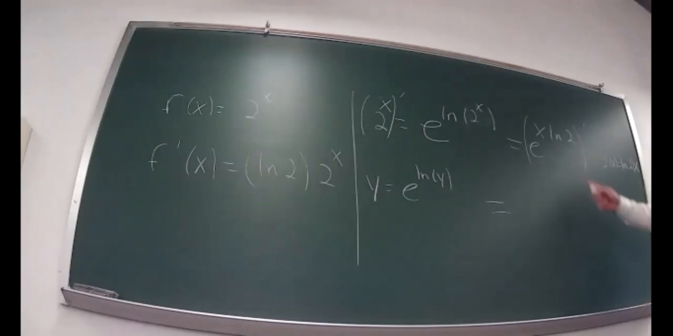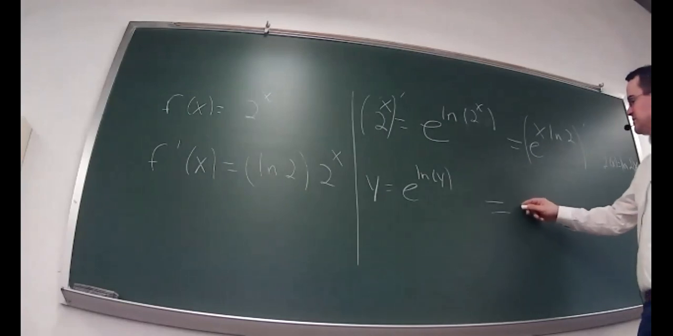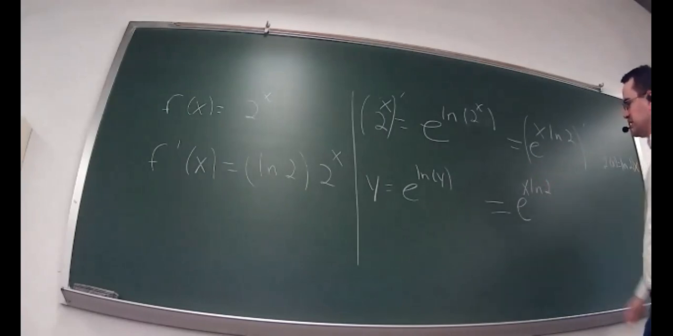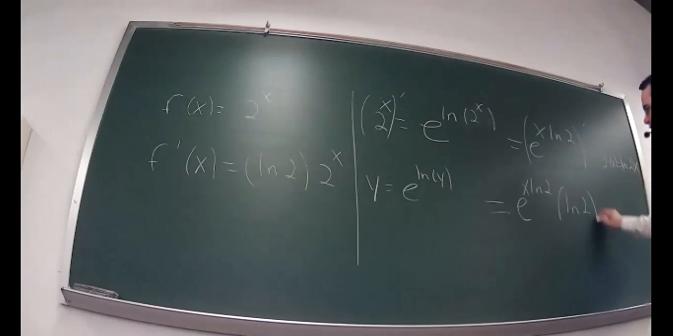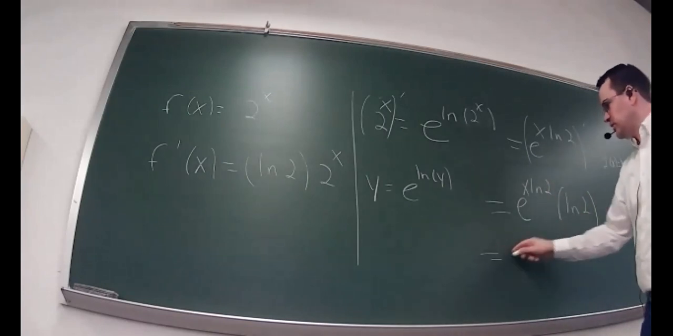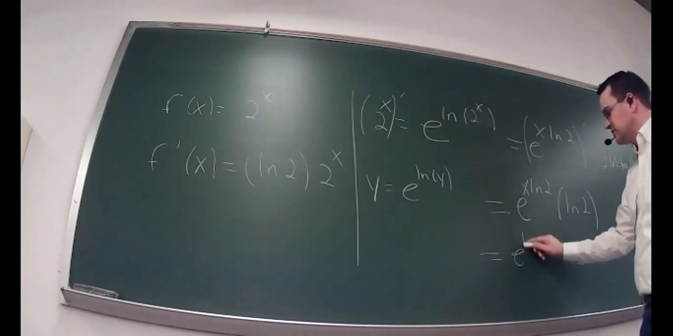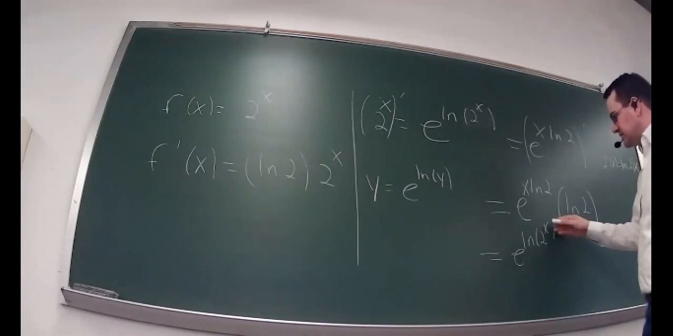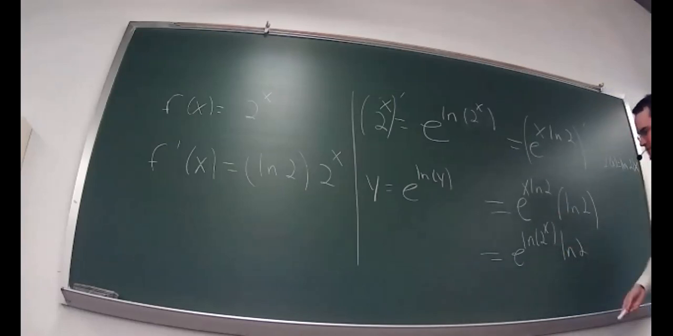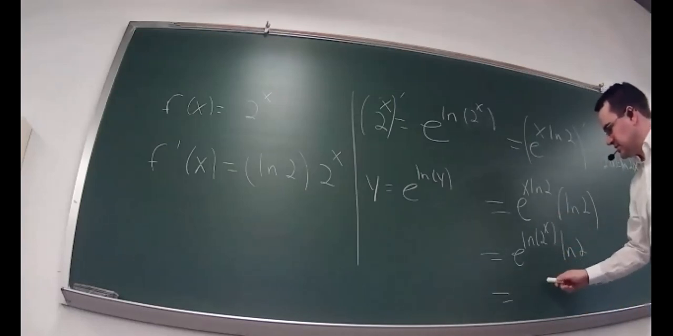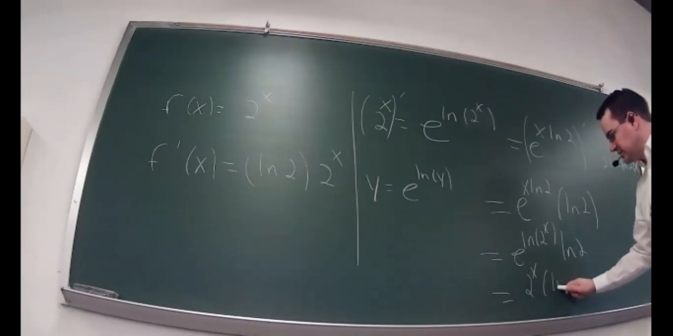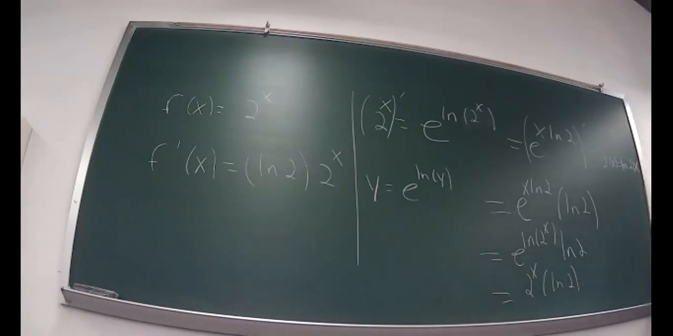So when you're calculating this using the chain rule, you get the derivative of e to the x, which is e to the x, plugging in x natural log of 2, and then you're multiplying it by the derivative of g, which is just natural log of 2. And then you just rewrite this back as e to the natural log 2 to the x, times natural log of 2. And so you just get 2 to the x times natural log of 2.